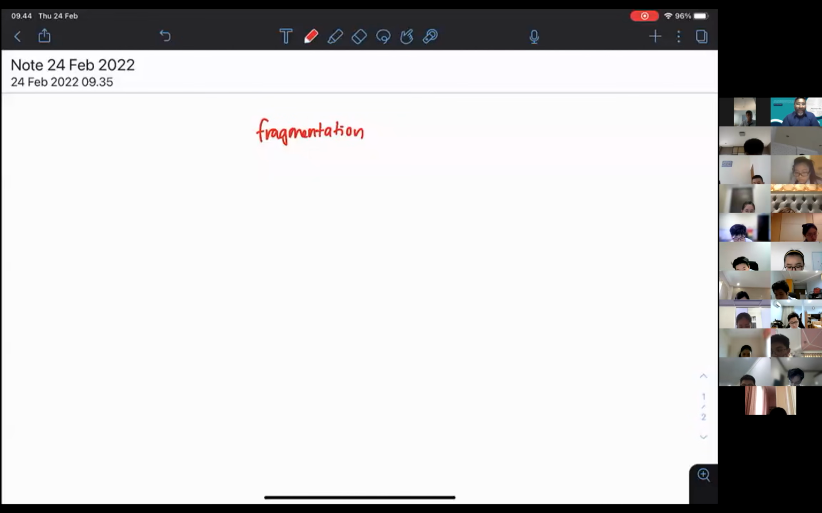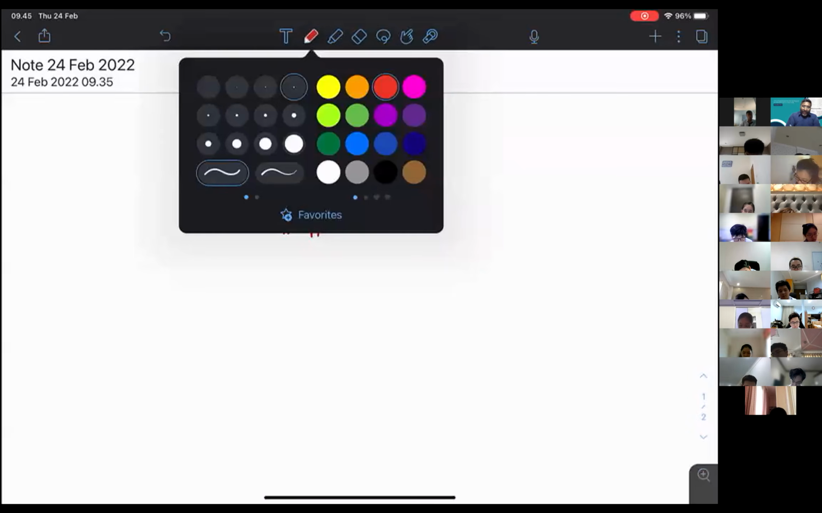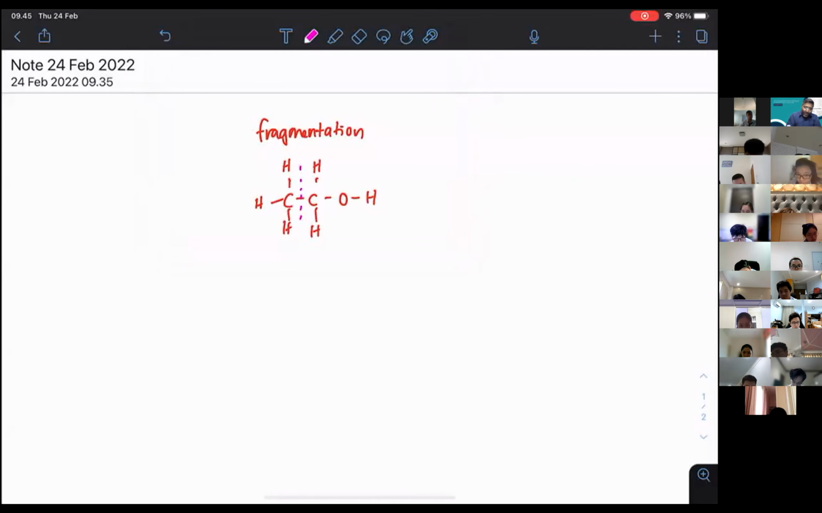Because if you have a molecule, it is going to be broken into many parts, and they are going to be tested and reported in your mass spectrum. If you are breaking this, normally they are going to have a few fragmentations. The fragments that can exist are, for example, CH3 plus. You can have this fragment.